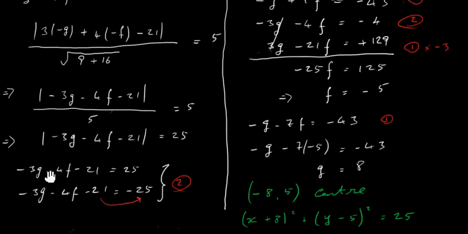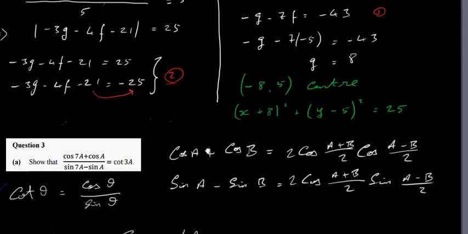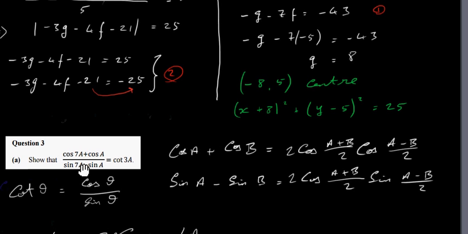If you use this equation here, you'd get a different set of values for f and g, and that will give you your other equation then. Okay, now let's look at question 3 here. Question 3 here is to show that cos 7a plus cos a over sin 7a minus sin a is equal to cot 3a. Now cot is just cos over sin. That's in your maths tables. Cot is just the inverse of tan. And remember, tan is sine over cos, so cot is cos over sine.